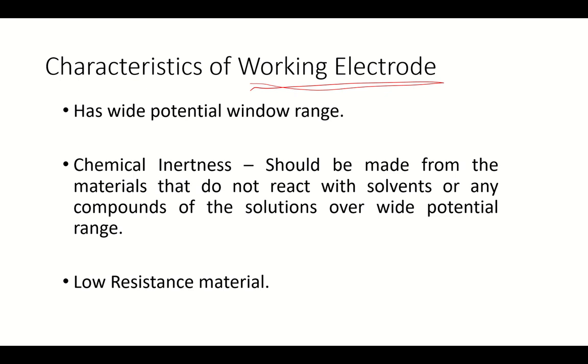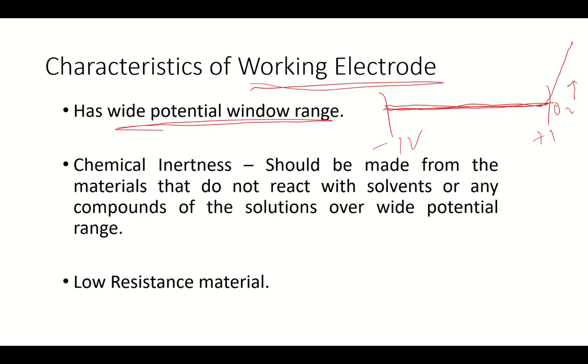The working electrode must have a wide potential window range. What does it mean? This is the potential window range. It is clear, there is no reaction if you run the supporting electrolyte. At this end is the limit, oxygen evolution. So until, for example, this is positive 1 and this is negative 1 volt, then this is the limit.